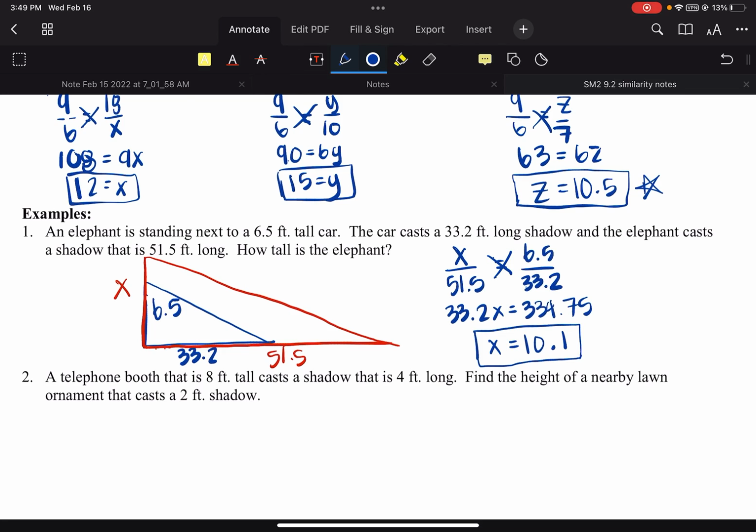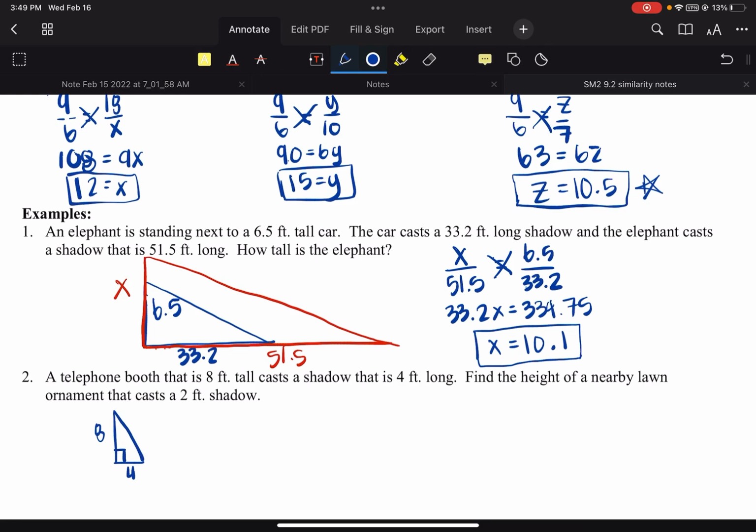Okay, so in number 2, we have a similar sort of scenario. We're going to be comparing two heights, and they're both caused by the sun at the exact same time. So the two shapes that are going to be created by this are going to be similar. So let's say we have a telephone booth that's 8 feet tall, and it casts a 4-foot long shadow. Now, most telephone booths I know are straight up, so I'm going to put a little right angle there.